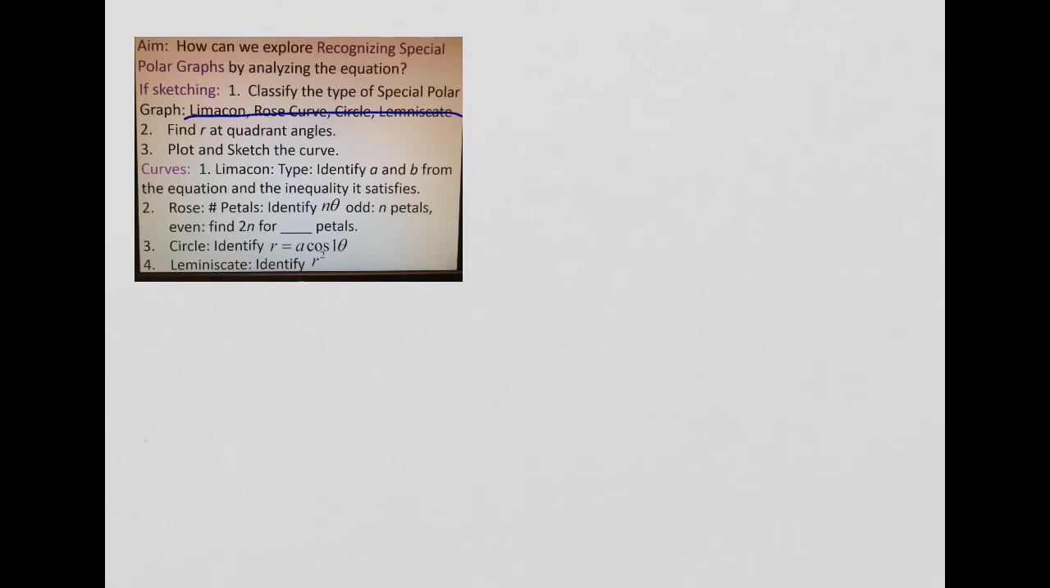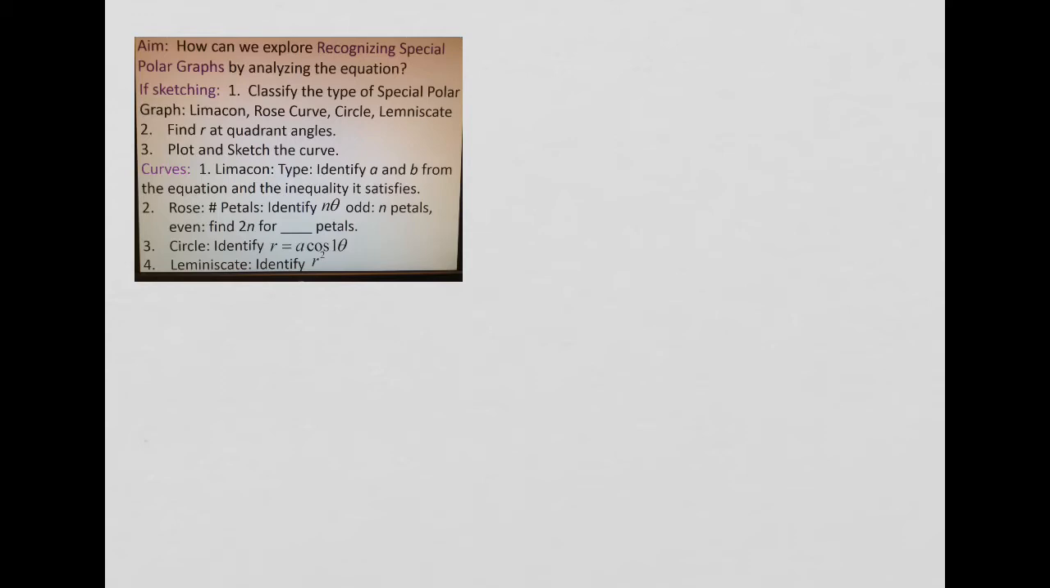It looks like I just crossed that out. Sorry about that. And if we were sketching, we would find r at just the quadrantal angles. The quadrantal angles are 0, pi over 2, pi, 3 pi over 2, and once again 2 pi.